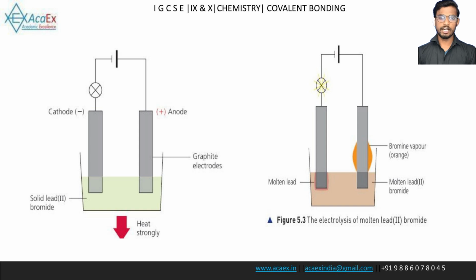This slide shows a diagram illustrating the electrolysis of molten lead-2-bromide. The setup uses inert graphite electrodes. When heated strongly, the solid lead-2-bromide melts, allowing ions to move. The diagram shows molten lead forming at the negative cathode and orange bromine vapor forming at the positive anode.